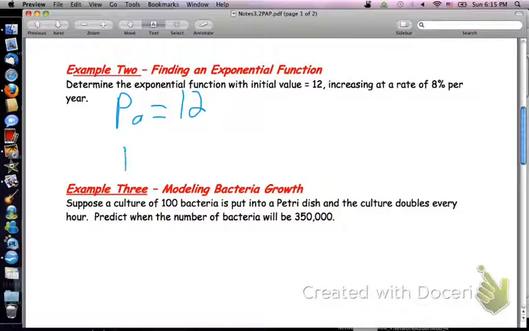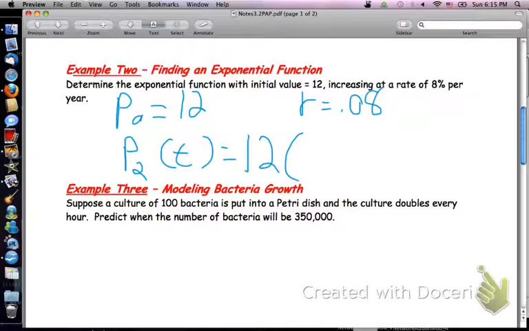Well, let's do P of t would be our equation. And since P0 is 12, we'll write that there. And it's increasing by 8%, so remember the 8 is going to be written as a decimal, 0.08. So we have 1 plus 0.08 raised to the t power. Simple enough, y'all got this.